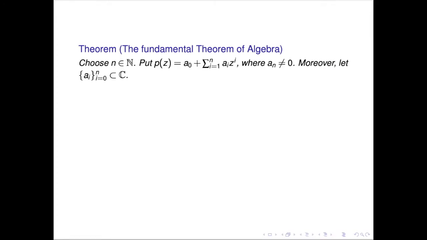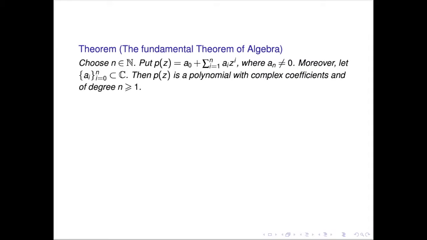The first key ingredient that will be required in our journey to prove the proposed solution to the Basel problem is the fundamental theorem of algebra. The statement goes as follows: let n be a natural number, then define p of z to be the sum of a naught plus a sub i times z to the power i as i goes from 1 to n, where the coefficient on z to the power n is non-zero. Let all the numbers a sub i be complex.